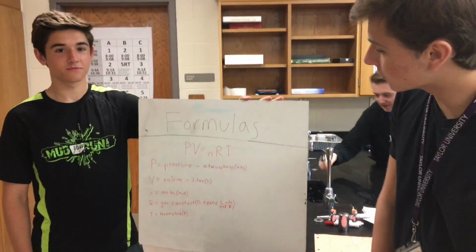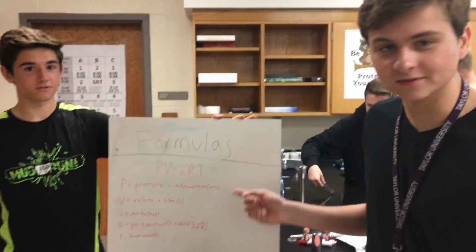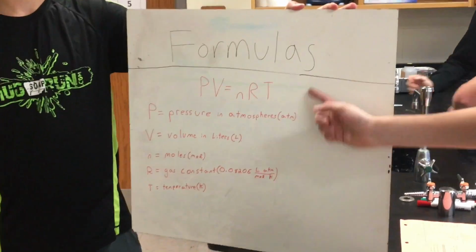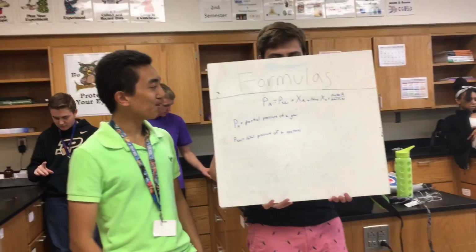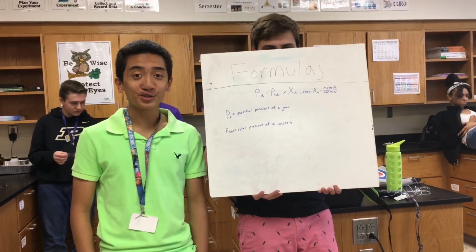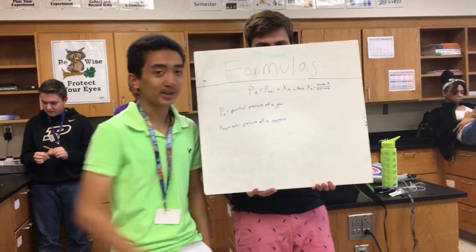The first of these formulas is PV equals nRT. Here's what all these variables mean. This is how you find the partial pressure, where you have the total pressure of a system and the number of moles for the gas.